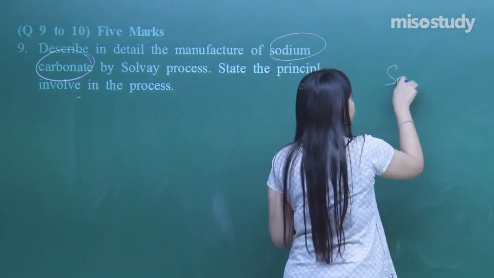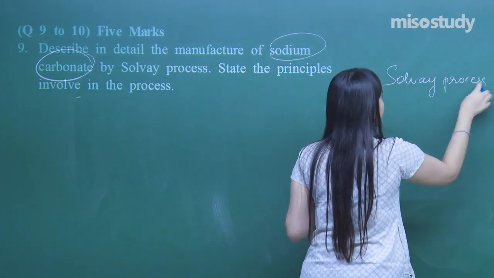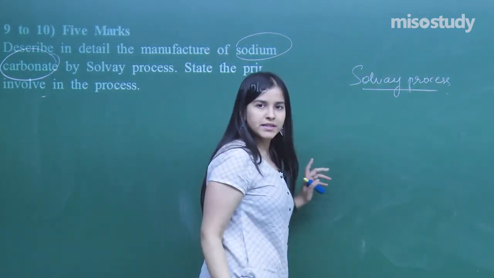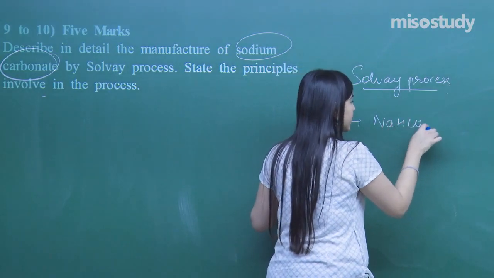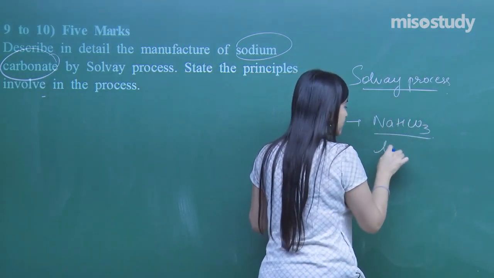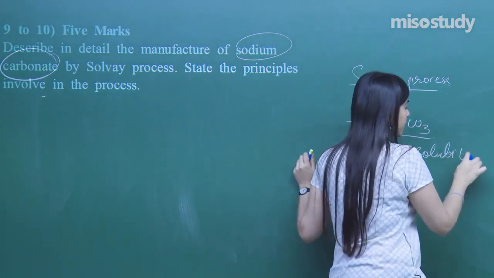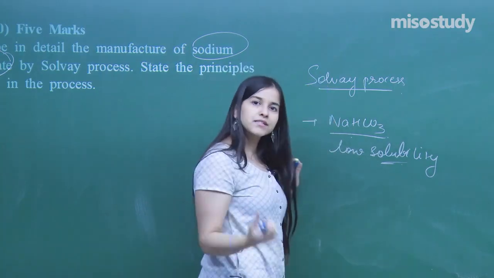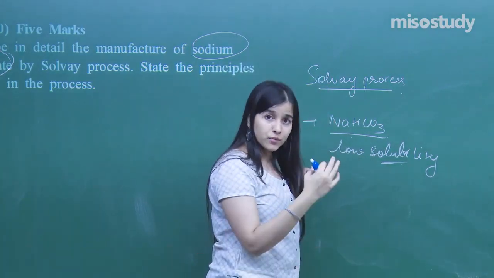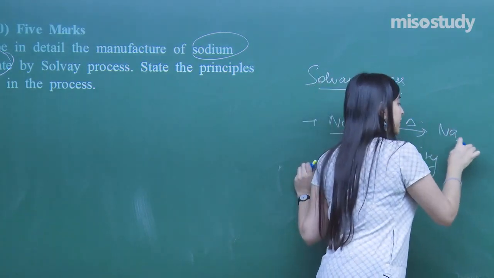So the Solvay process, what is the main thing by which it goes? The main thing is NaHCO3, its low solubility. You remember this? Due to its low solubility, it's obtained as a precipitate and then it gets converted. Whenever we heat this, it gets converted to Na2CO3 that we need.